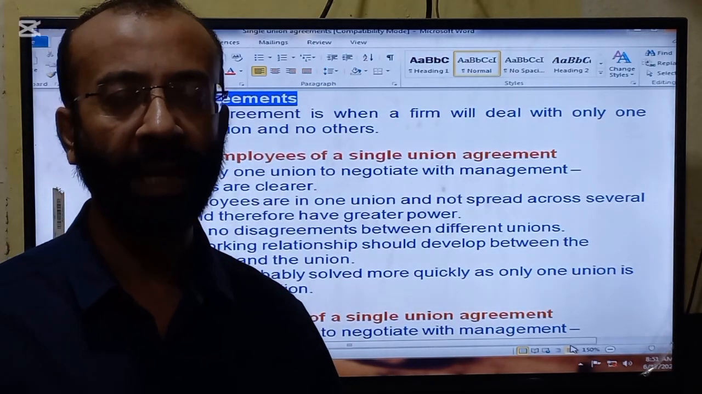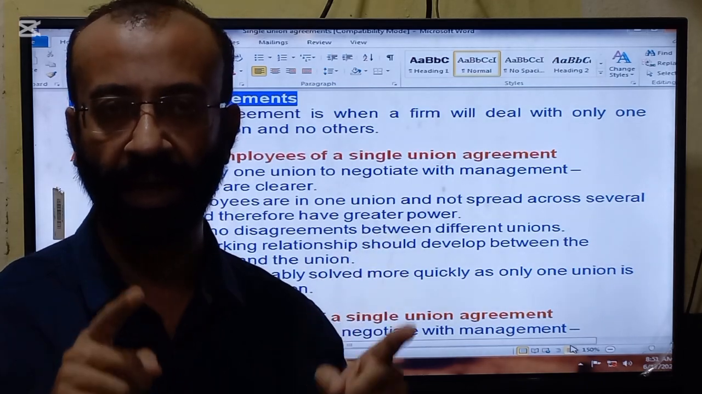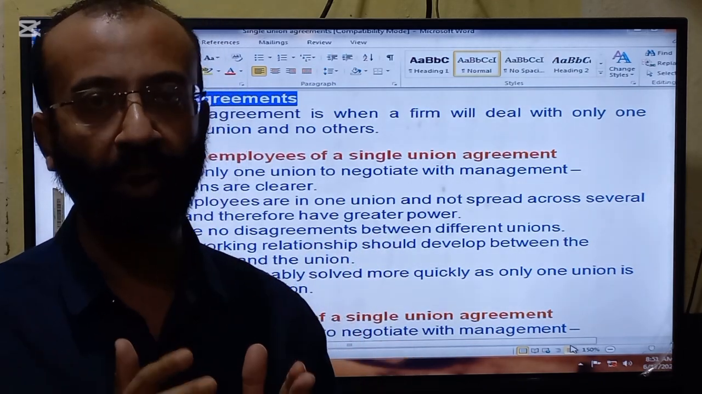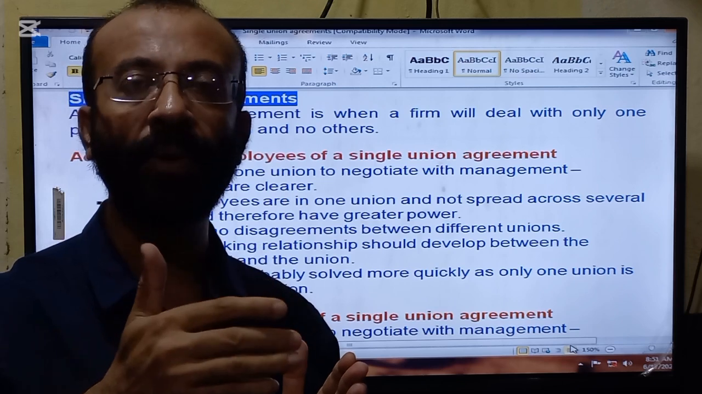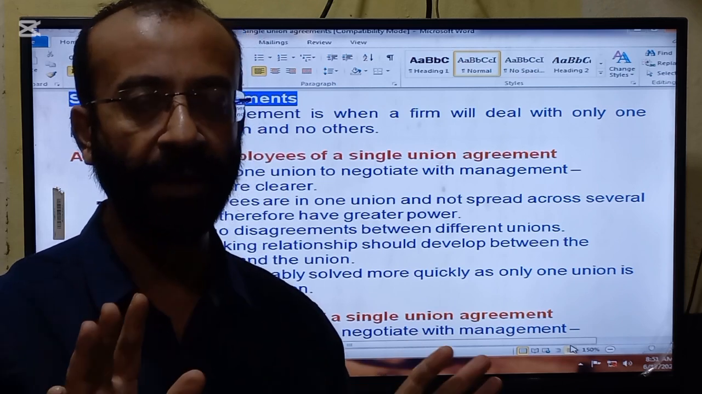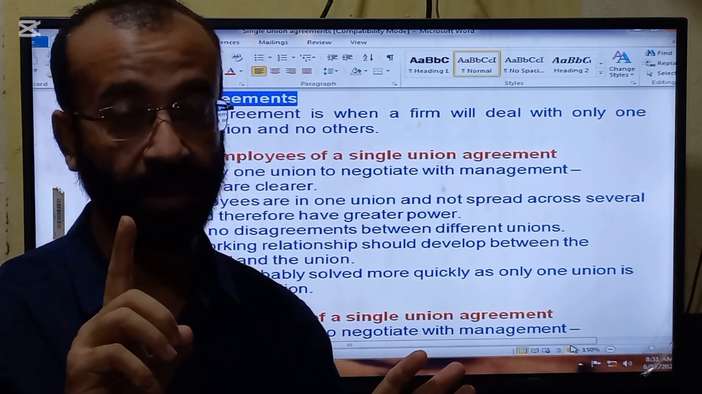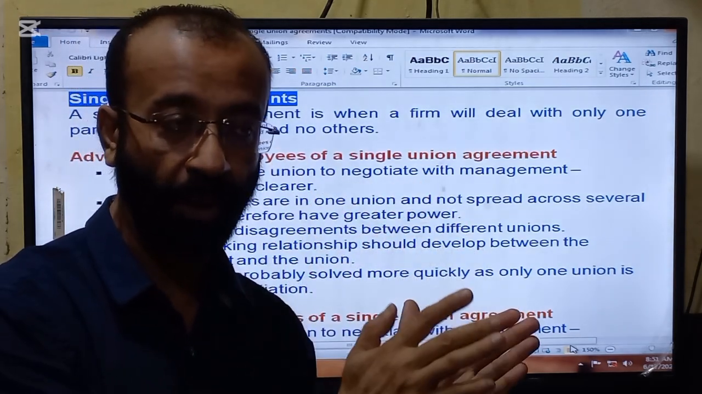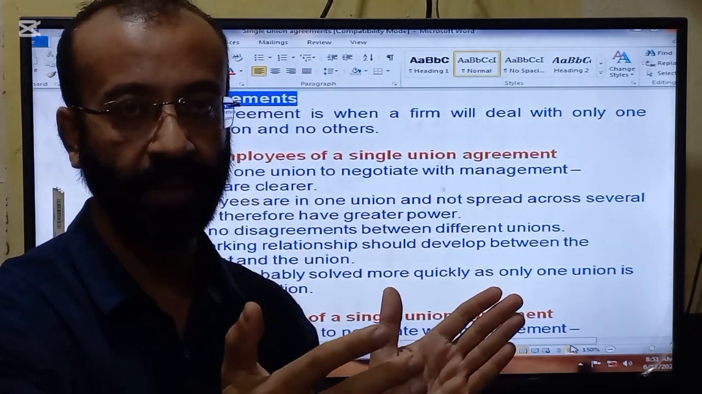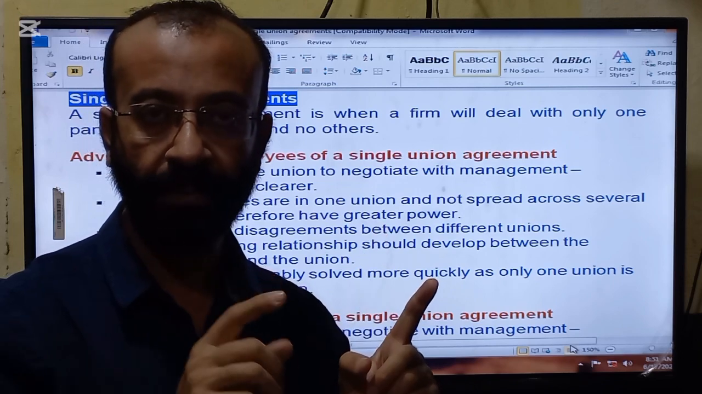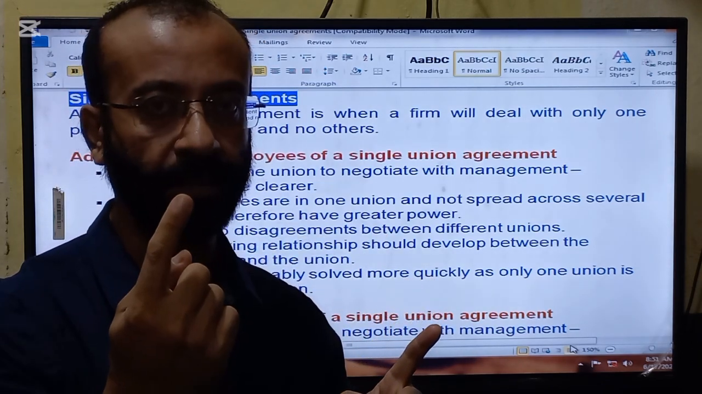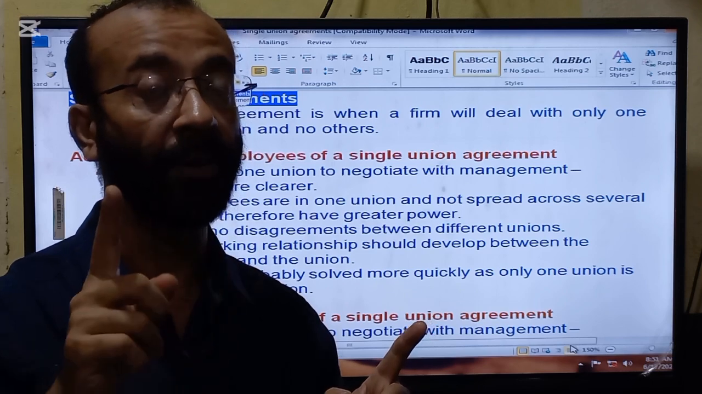So, single union agreement is actually an arrangement in which a firm as an employer deals with only one trade union and with no others. So this is an arrangement between the employers and the employees in which a firm as an employer deals with only one trade union and with no others.